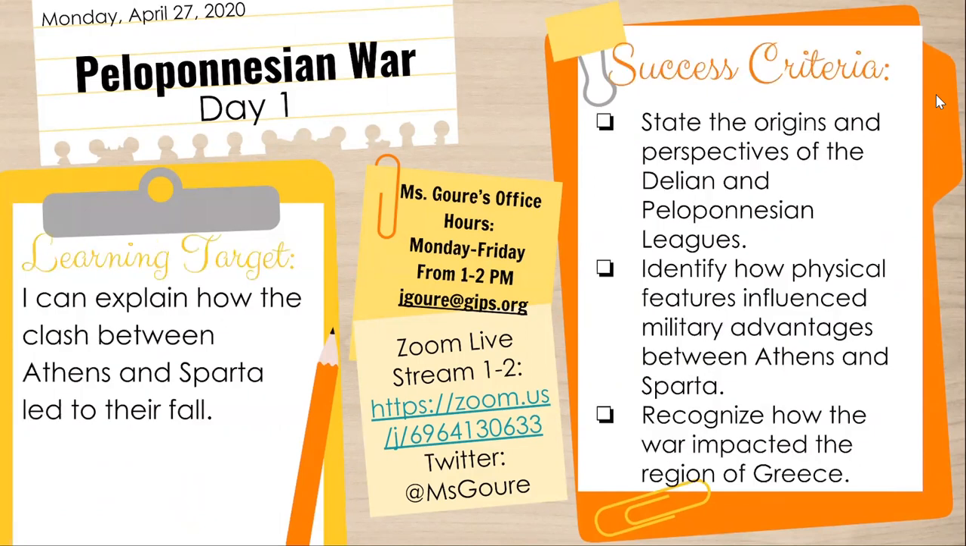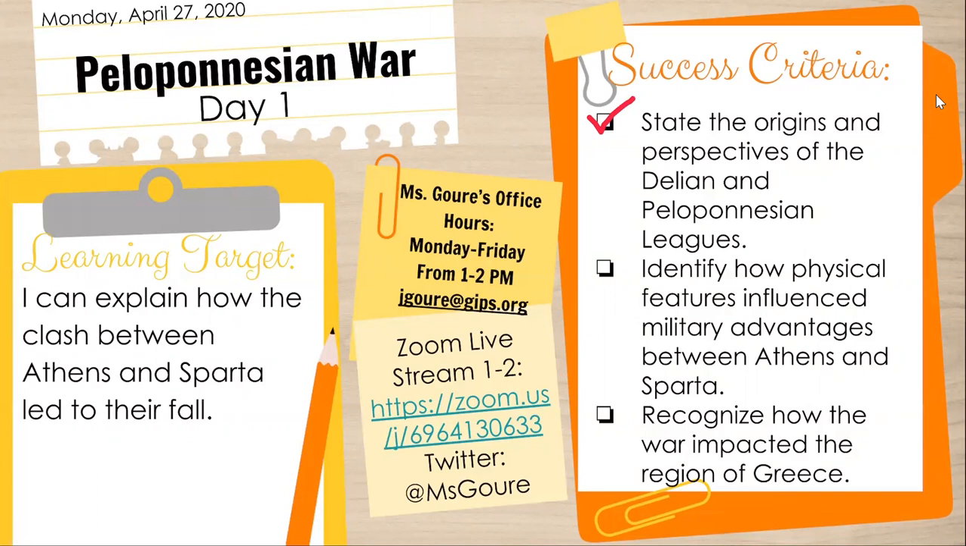So our learning target is I can explain how the clash between Athens and Sparta led to their fall. Our success criteria is state the origins and perspectives of the Delian and Peloponnesian leagues. We already kind of did this first one right here, so I'm going to put a little check mark right here, but we are going to review that and go into a little bit more detail in terms of review.